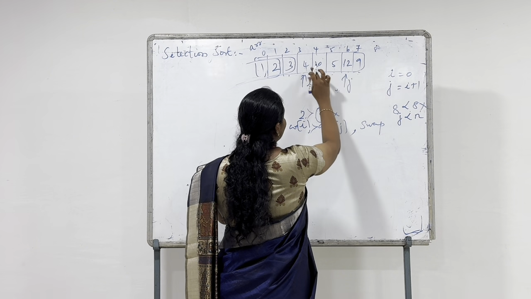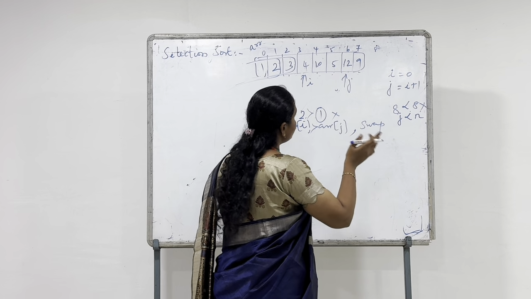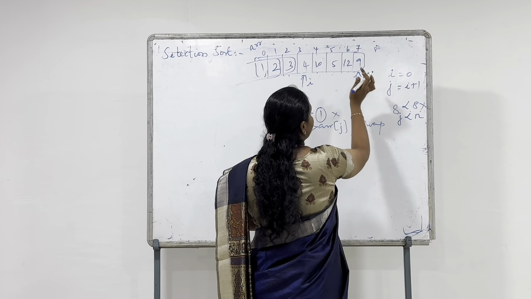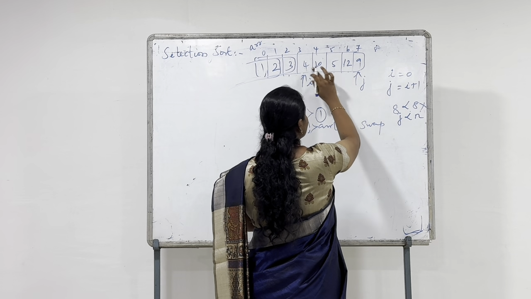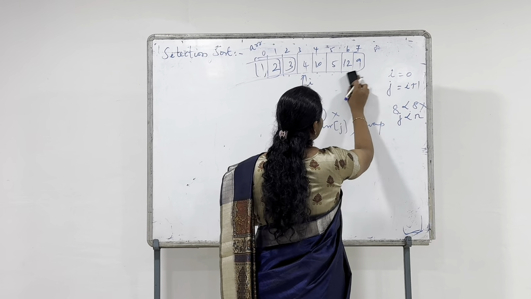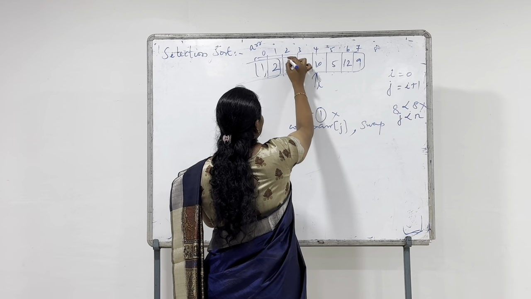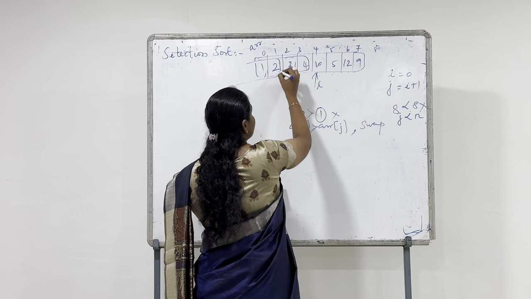Now increment j, compare these two values. 4 is less than 12, no change. 4 and 9, compare these two values, no change. And j comes out from the loop. Now increment I. So these 4 elements get sorted.